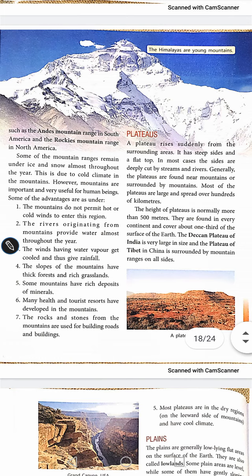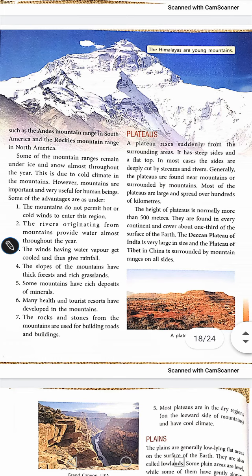So the slopes of the mountains have thick forest and rich grasslands. Some mountain ranges have rich deposits of minerals. Many health and tourist resorts have developed in the mountains. The rocks and slabs from the mountain are used for building roads and buildings.